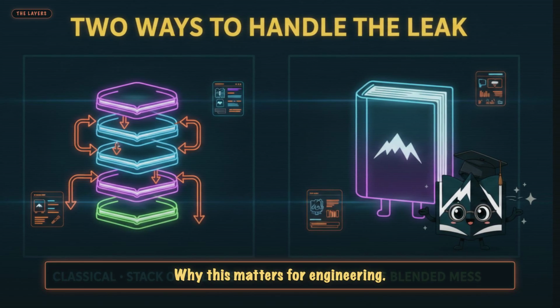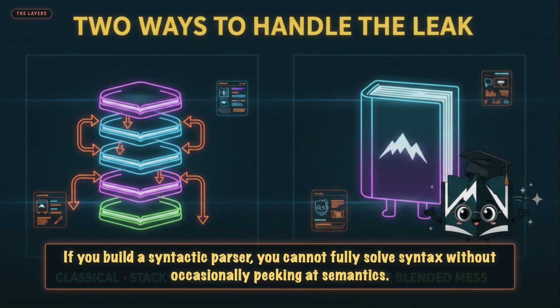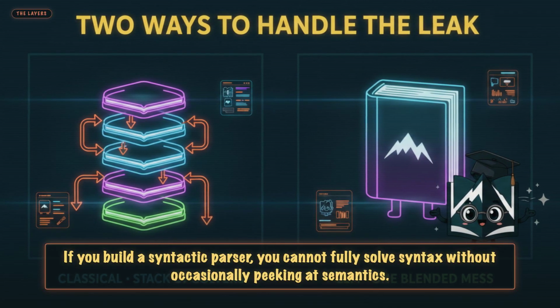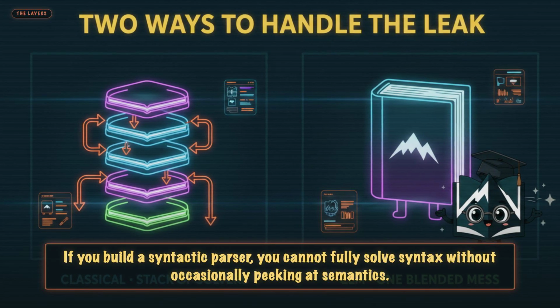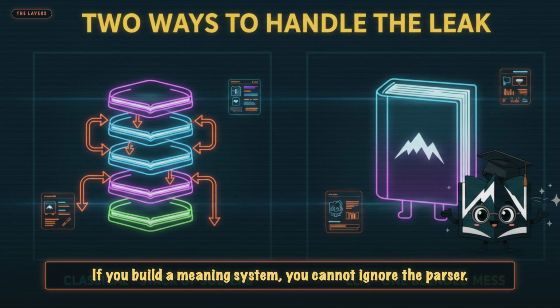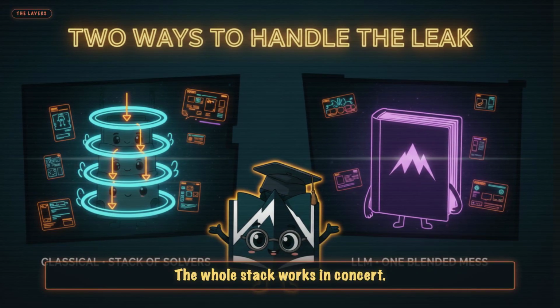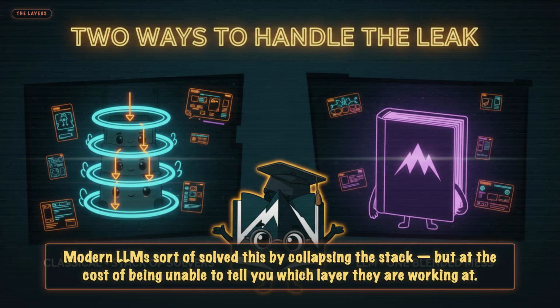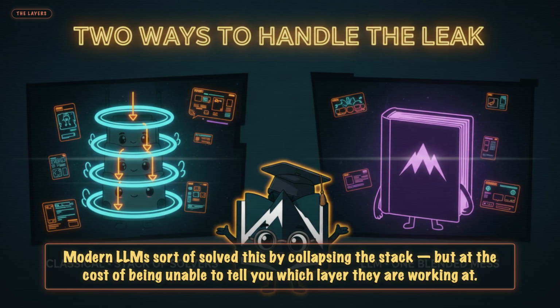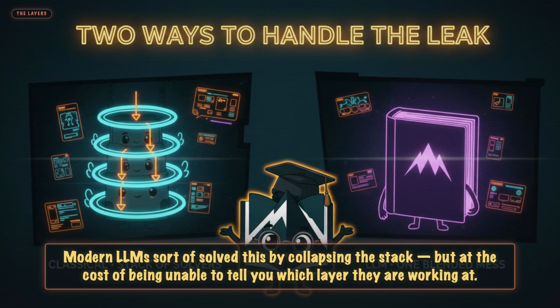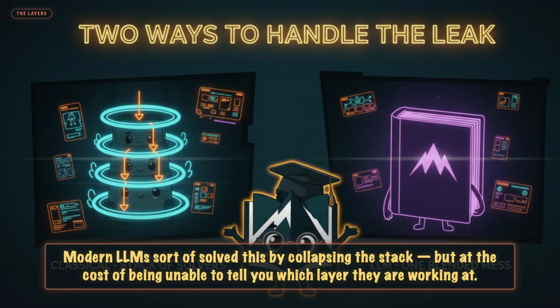Why this matters for engineering? If you build a syntactic parser, you cannot fully solve syntax without occasionally peeking at semantics. If you build a meaning system, you cannot ignore the parser. The whole stack works in concert. Modern LLMs sort of solve this by collapsing the stack, but at the cost of being unable to tell you which layer they are working at.